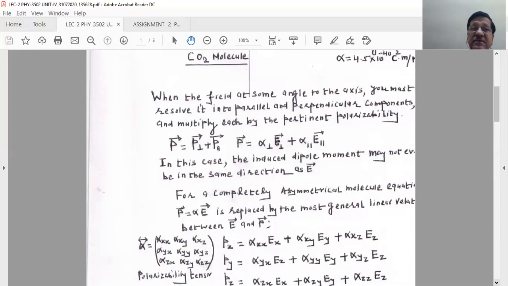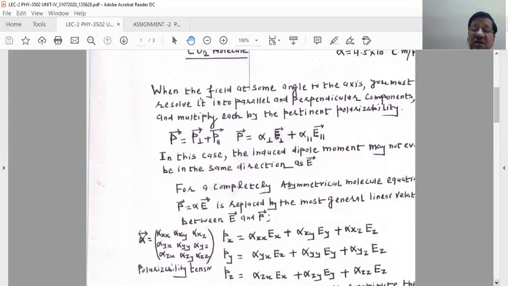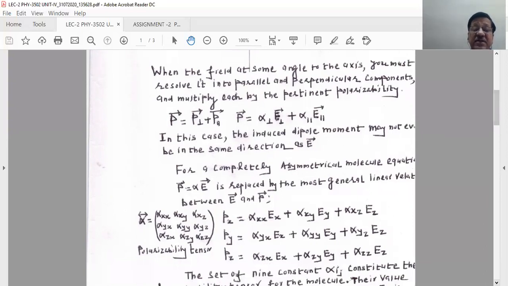So in that case, you can have a linear relationship between P and E. And you see, I wrote the three equations here. Look at the first equation which I wrote here, that Px. This Px is representing the X component of the induced dipole moment, right? Which I wrote down by a factor alpha xx, then the Ex component of the electric field. Then I write alpha xy, then you have the Y component of the electric field. Then I write alpha xz, and you have the Z component of the electric field.